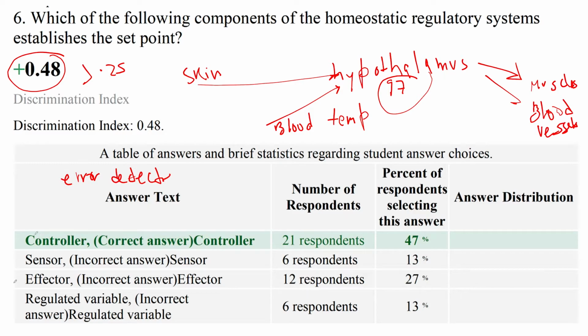For example, if there was controller and another option was error detector, well, we would consider giving credit for these two, error detector and controller, because both are part of the control center. And I realize now that there may be not a mistake, but simply the set point is placed in different parts when talking about this topic. But error detector is not one of the options here.